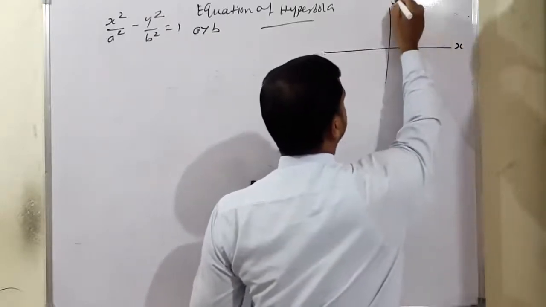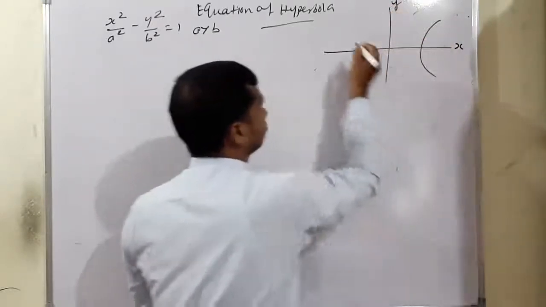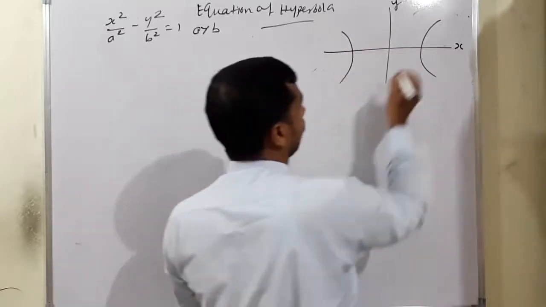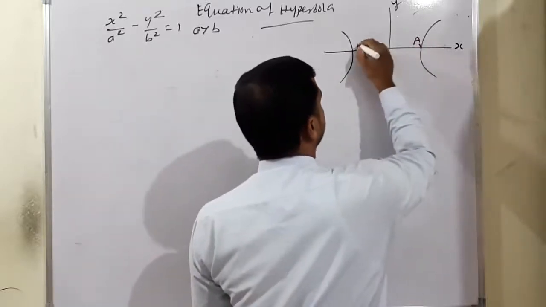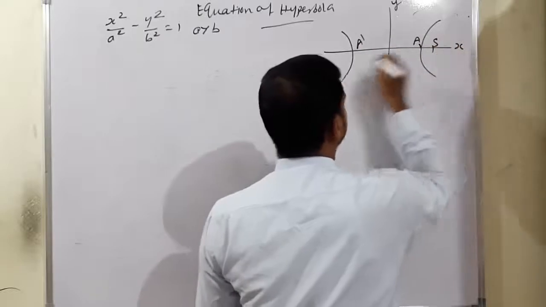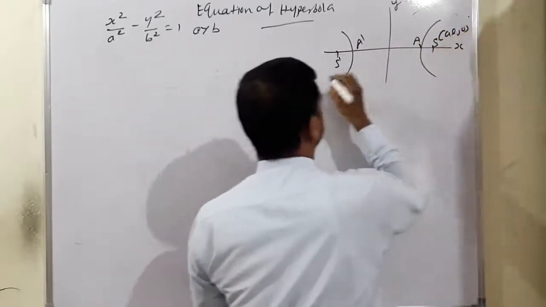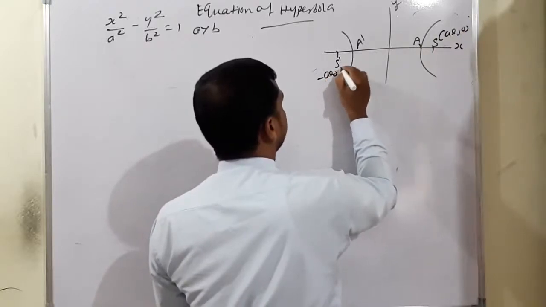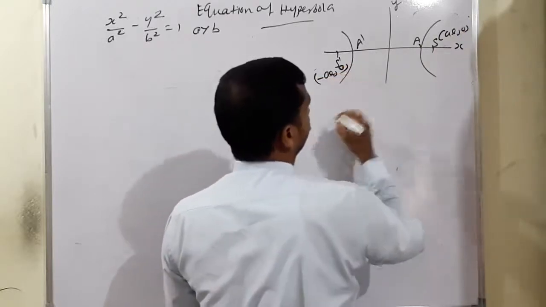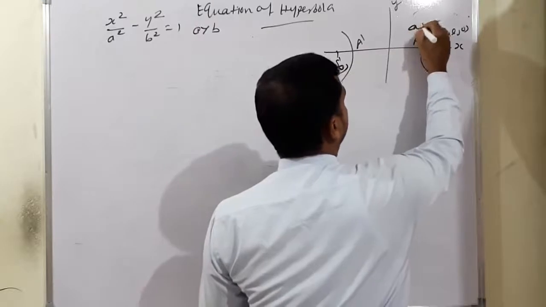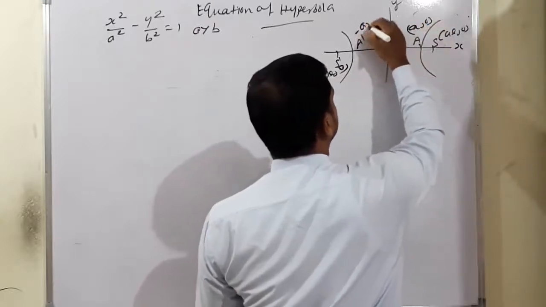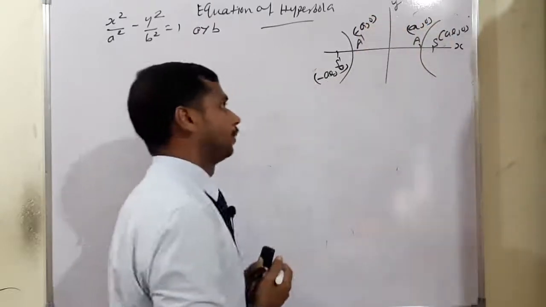This is considered the x axis, and this is the y axis. This is the hyperbola, this is vertex A and A dash, and this is focus S and S dash. S we know is AE comma 0, S dash is negative AE comma 0. Then A you can write as A comma 0, and A dash as negative A comma 0.